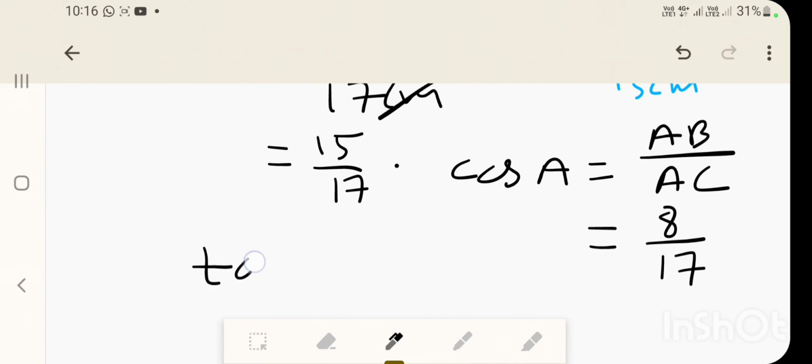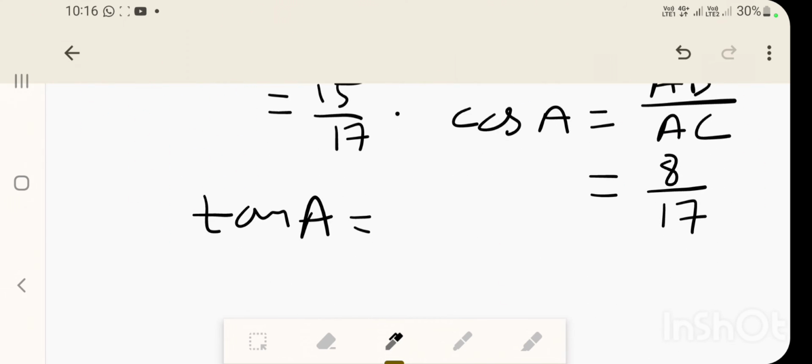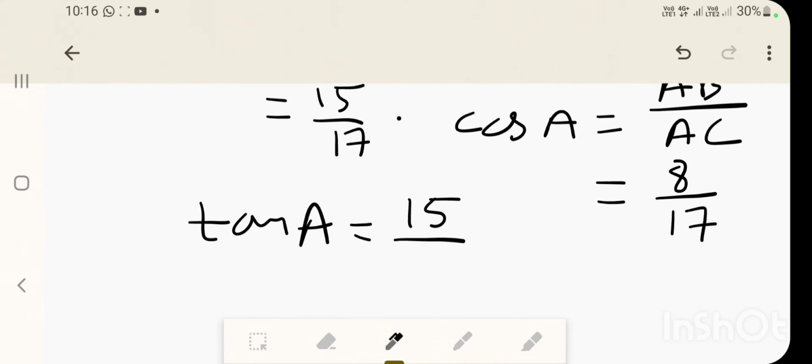And if you want to find tan A, you can take the ratio of sin A divided by cos A, or you can take it as the opposite by adjacent side lengths. The opposite side to A is 15, divided by the adjacent side, which is 8. So 15 by 8.